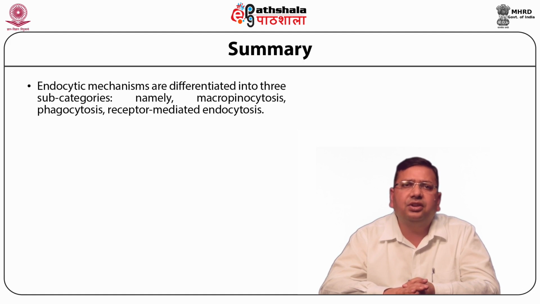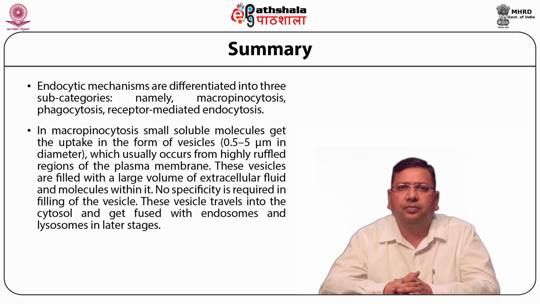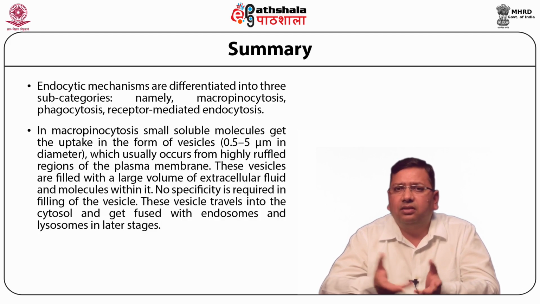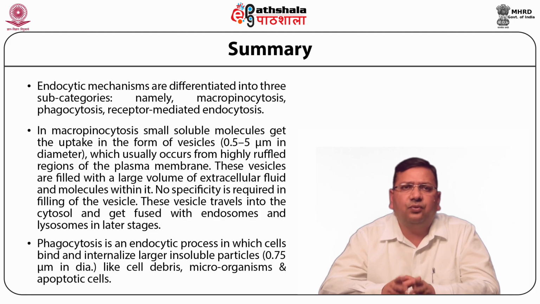Endocytic mechanisms are differentiated into macropinocytosis, phagocytosis, or receptor-mediated endocytosis. In macropinocytosis, small soluble molecules are taken up in the form of vesicles, generally 0.5 to 5 micrometers in diameter, which usually arise from highly ruffled regions of the plasma membrane. These vesicles are filled with a large volume of extracellular fluid and the molecules within it. No specificity is required in filling these vesicles. These vesicles travel into the cytosol and get fused with endosomes and lysosomes in later stages.